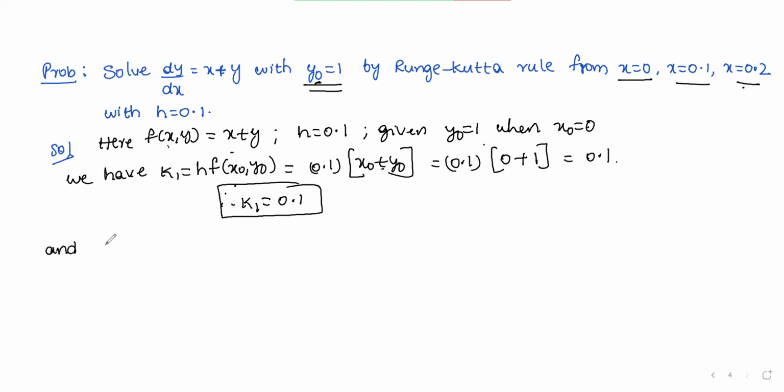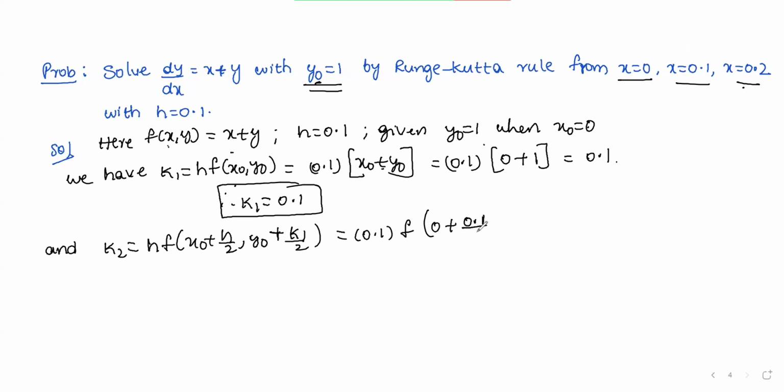and K2 is equal to h into f of x naught plus h by 2 comma y naught plus K1 by 2. That is equal to h means 0.1, f of x naught means 0 plus 0.1 by 2, y naught means again 1 plus K1 means 0.1 divided by 2. So if we take the LCM of these two, the resulting value is like f of something, right?